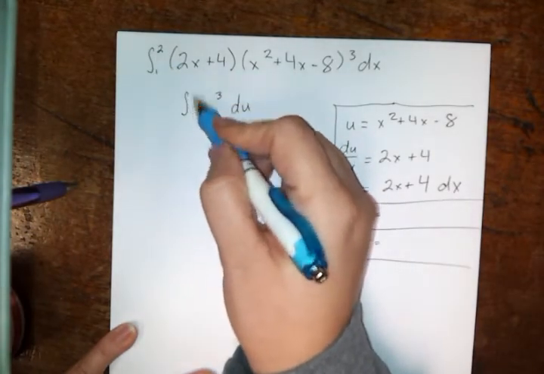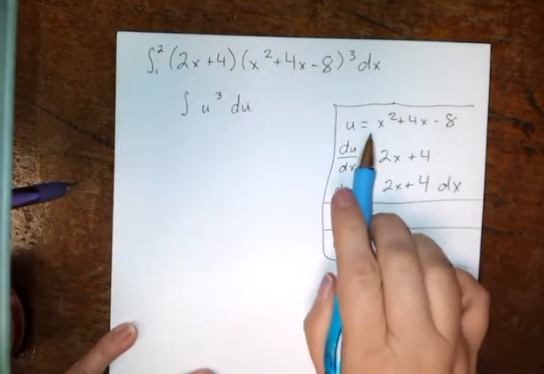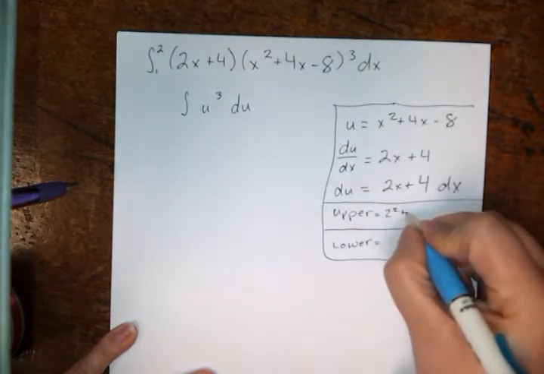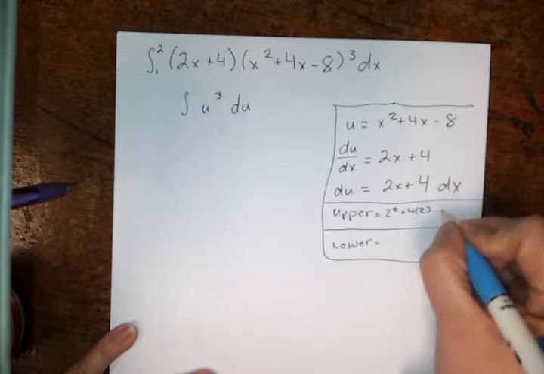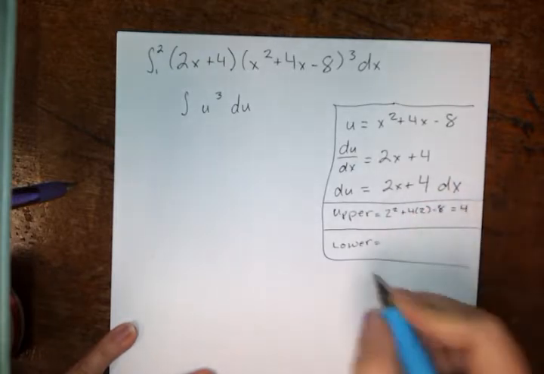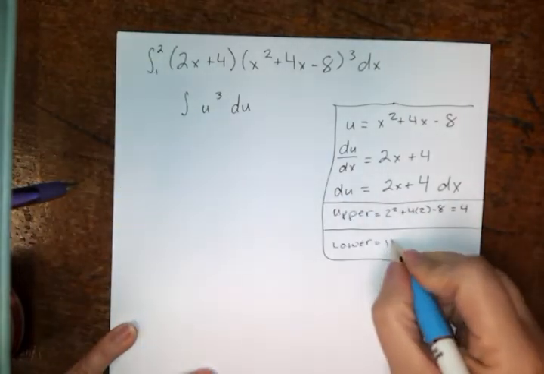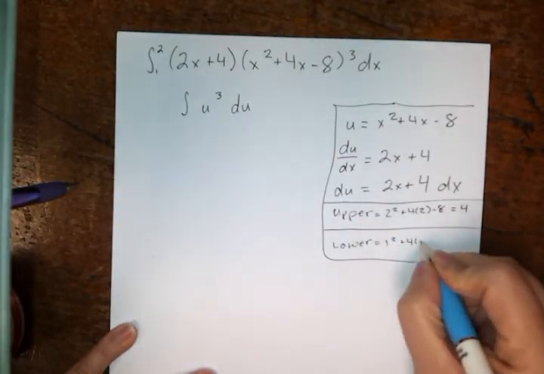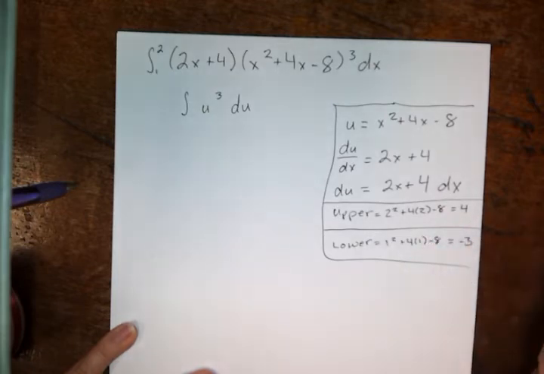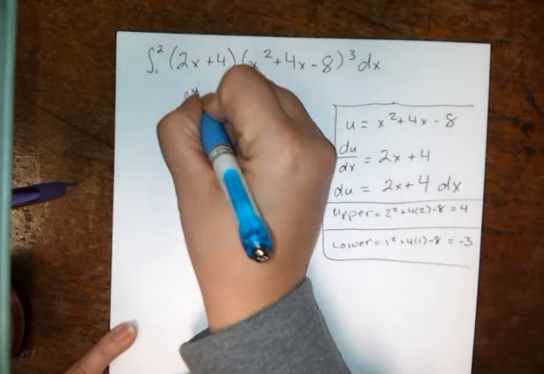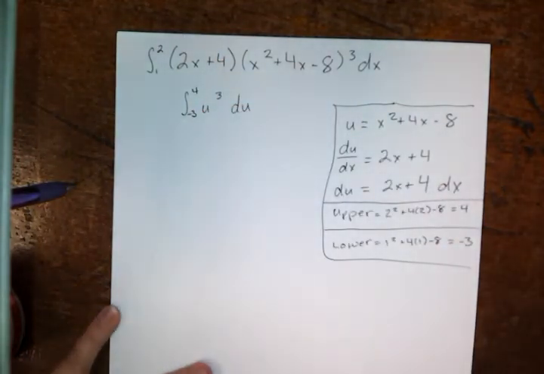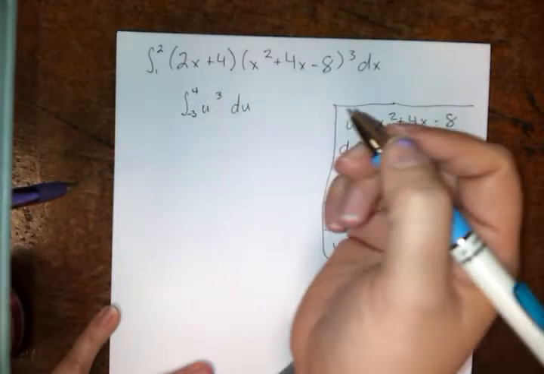We need u bounds. That means take our 2 and plug it in here. So that's going to give us 2 squared plus 4 times 2 minus 8, and that equals 4. And for the lower bound, we get 1 squared plus 4 times 1 minus 8, and that gives us -3 for our lower bound. So we're going to get a 4 up here, a -3 down here. And those are our new bounds, and now we just solve our integral here.